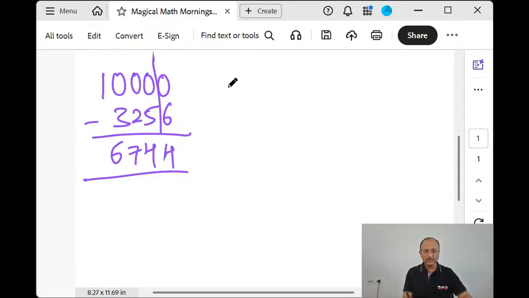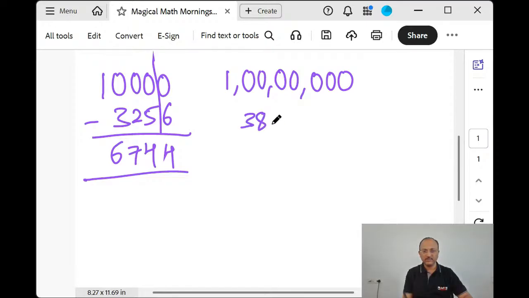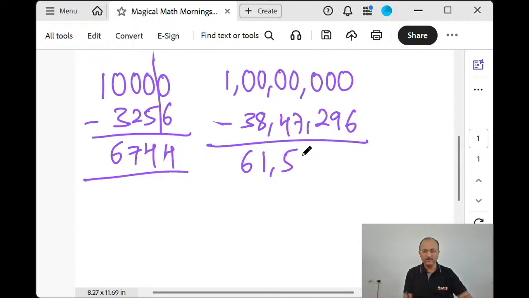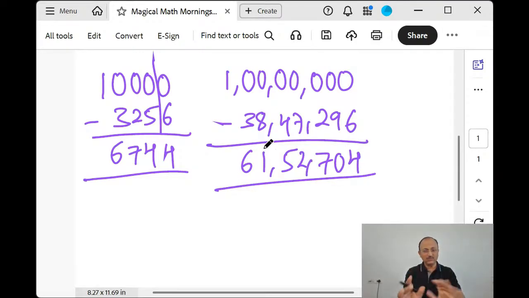Let's quickly do one more. Suppose you have 1 crore and we want to subtract this one, 38,47,296. How do you do? All from 9 and last from 10. Just quickly see how fast I will write. I'll write the nines complement of all these numbers: 6, 1, 5, 2, 7, 0, and last one tens complement, that is 4. This is the answer. Isn't it very simple? These are all things we have learned yesterday.